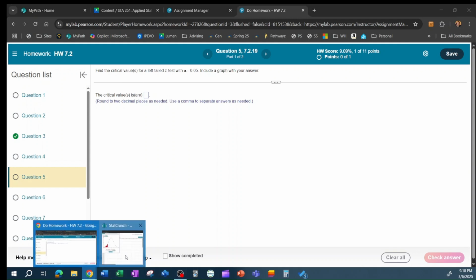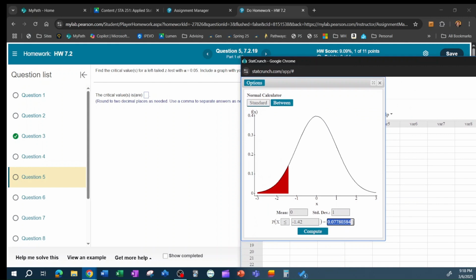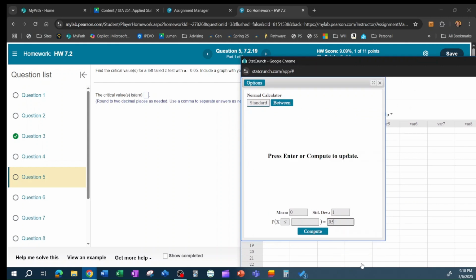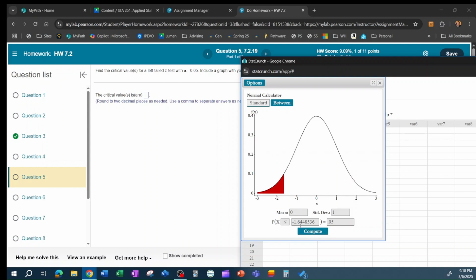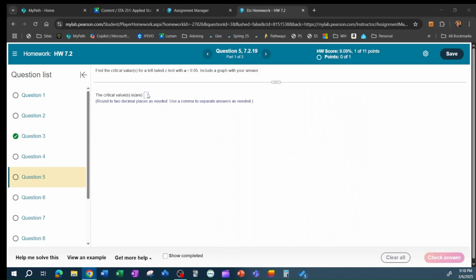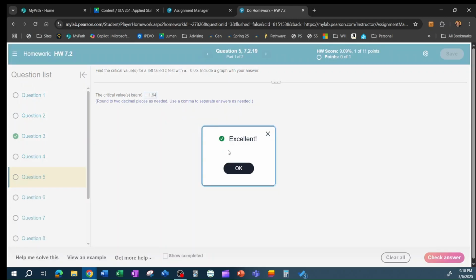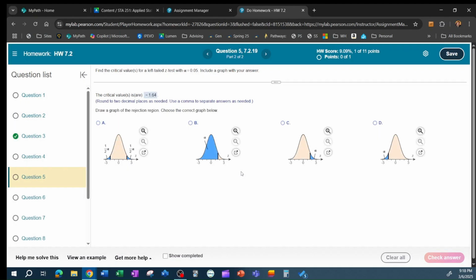I wonder if my StatCrunch is up. Okay, let's do it. It's left-tailed again, the alpha. So the area this time is 0.05, right? The critical value is the value that creates an area of 0.05. And we've got this. Copy this, put this in here. What does it say? 2 decimal places. All right, good. And that is a left-tailed test.